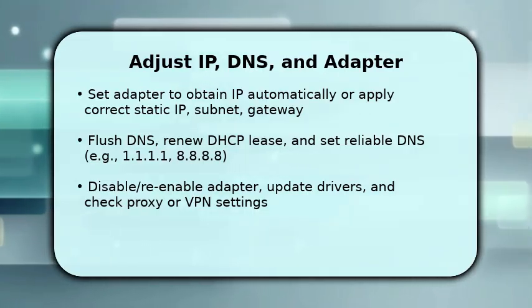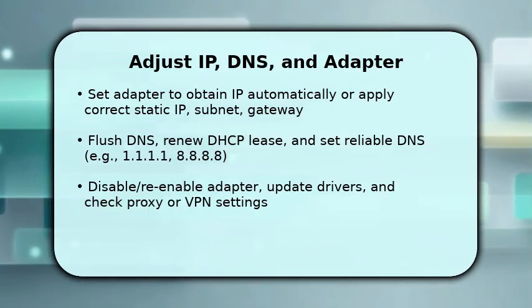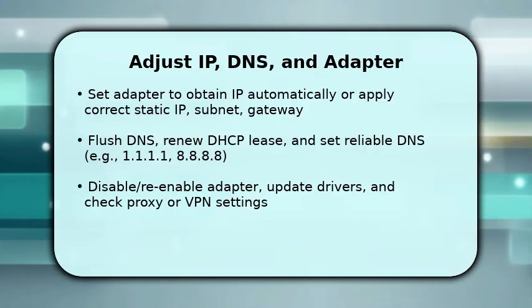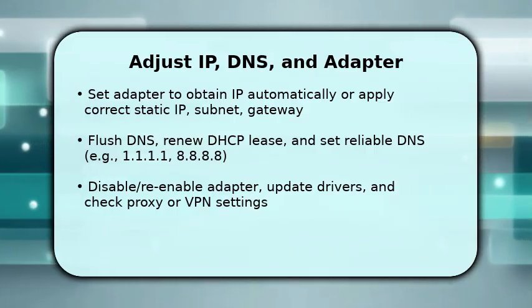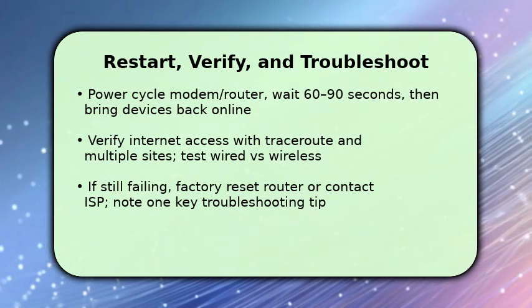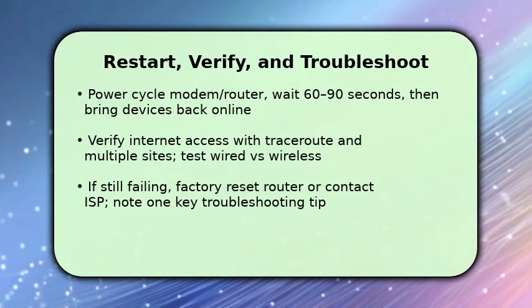Next, flush DNS cache and set a known reliable DNS server to eliminate lookup failures. Disable and re-enable the network adapter or update its driver if link issues persist. And make sure no proxy or VPN is interfering with normal routing. Those often block traffic. Finish by performing controlled restarts and verifying end-to-end connectivity.